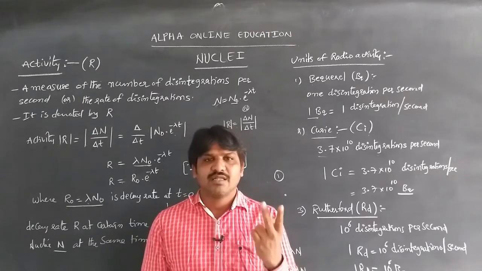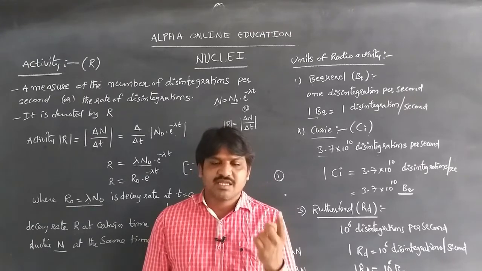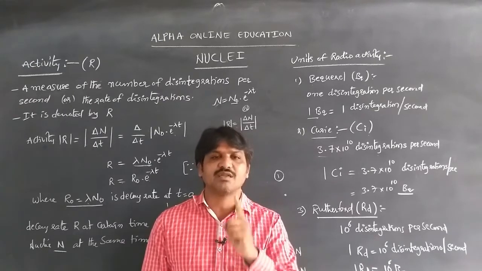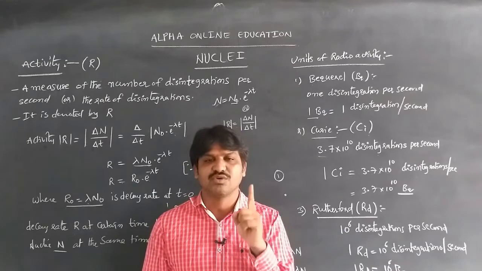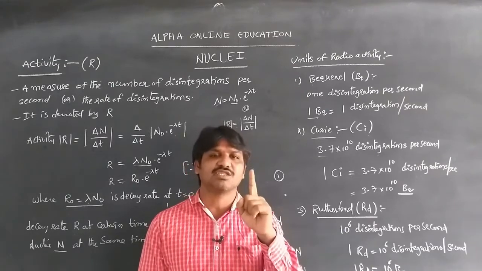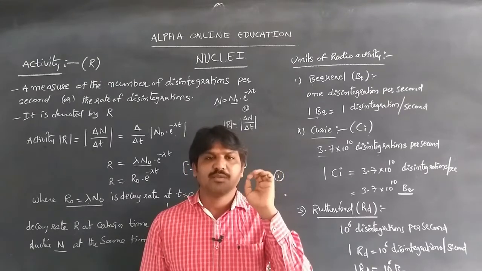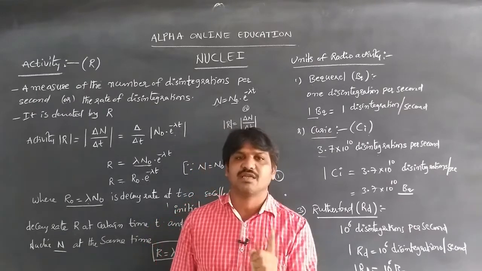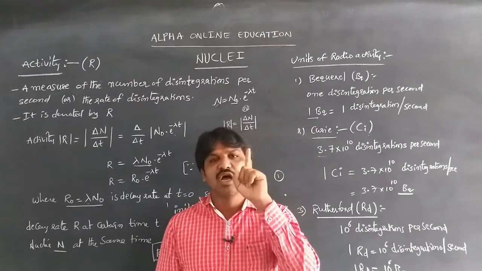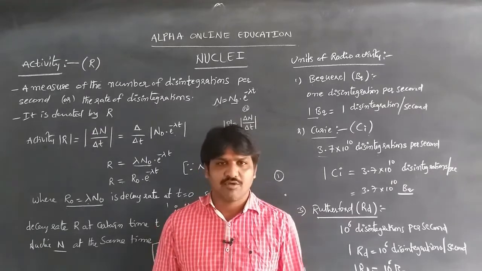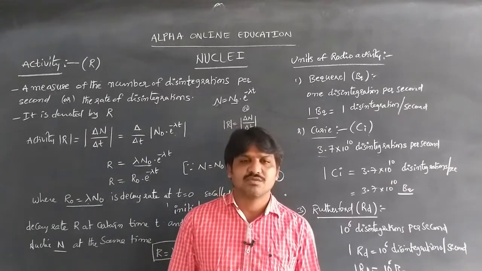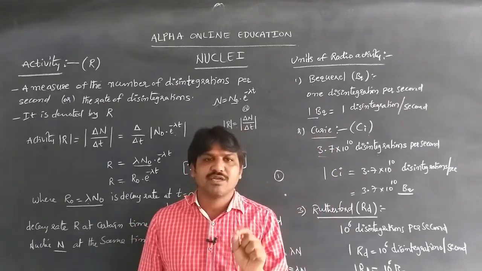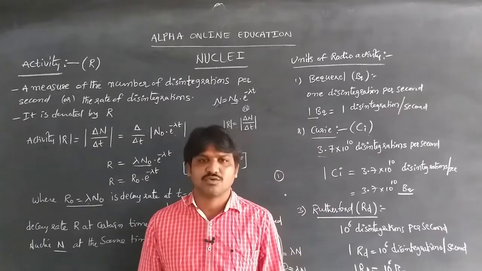Curie means when the disintegration of a radioactive substance is 1 Curie, it is said that 3.7 × 10^10 disintegrations per second happen. Then it can be said that the disintegration is 1 Curie of a radioactive substance. 1 Curie is denoted with Ci. That is 3.7 × 10^10 becquerel also, we can call.